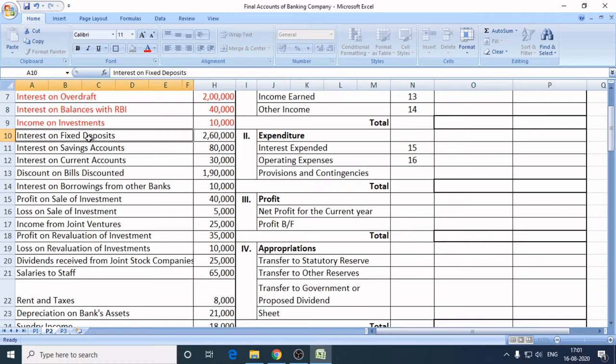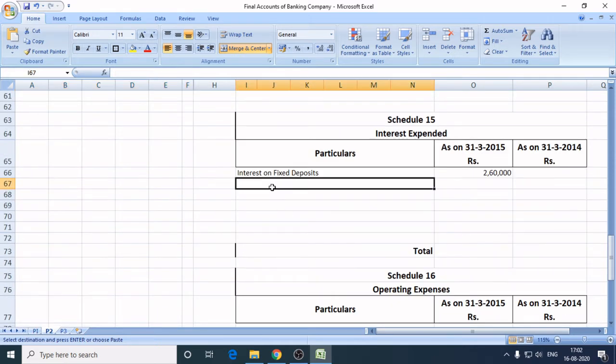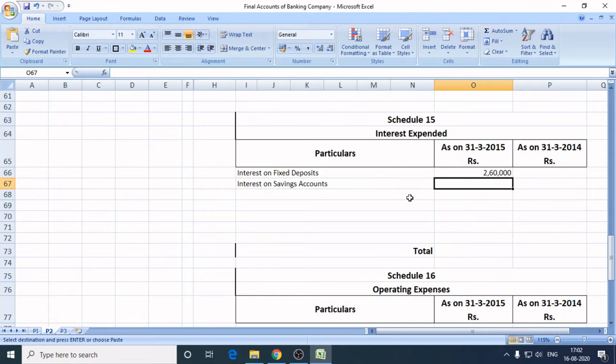Okay. Now the next in the problem is interest on saving account. The same case. The bank offers saving accounts to its clients, and the saving account holders receive a certain amount of interest from the bank. So it is interest paid by the bank to its saving account holders. As it is paid by the bank, it is the bank's expense, and interest related expenses we have to mention under schedule number 15, that is interest expended. Interest on saving account figure is 80,000.